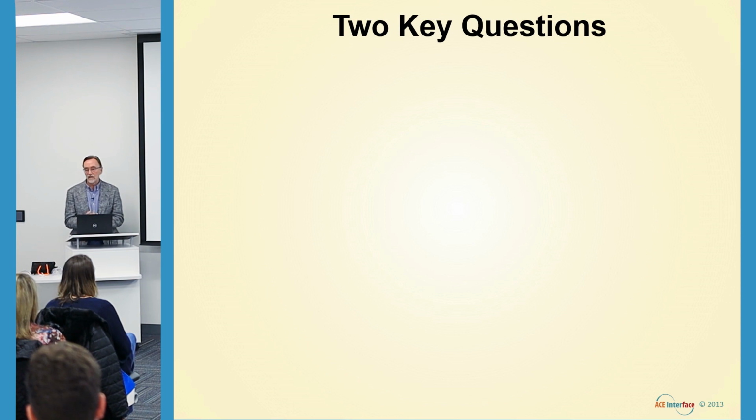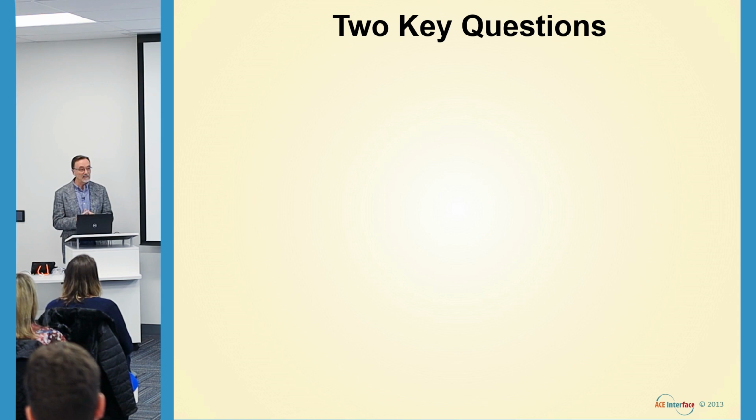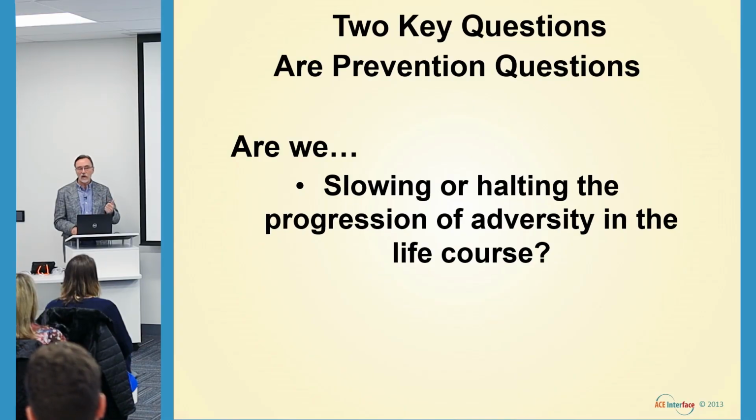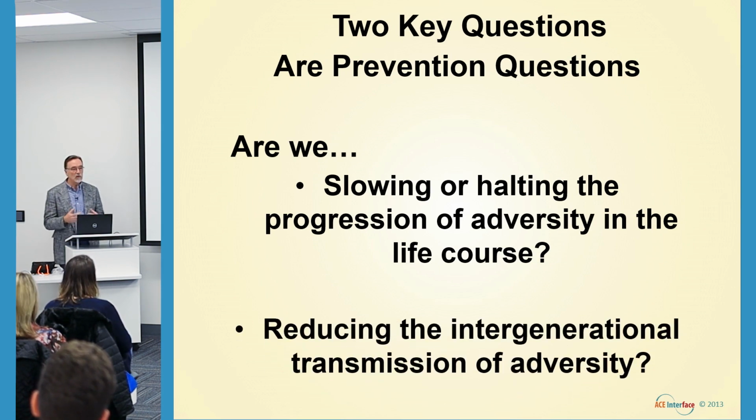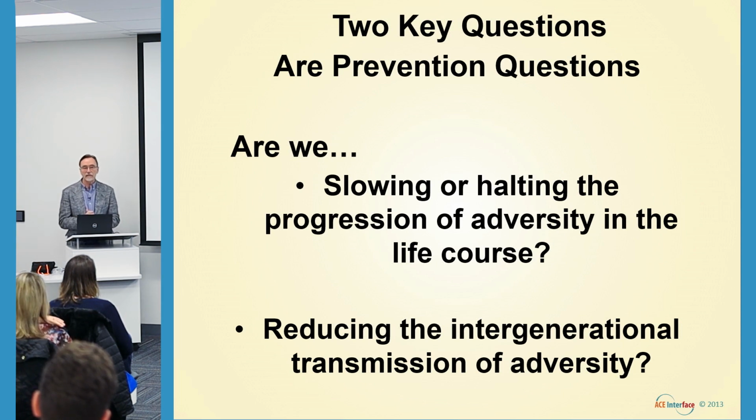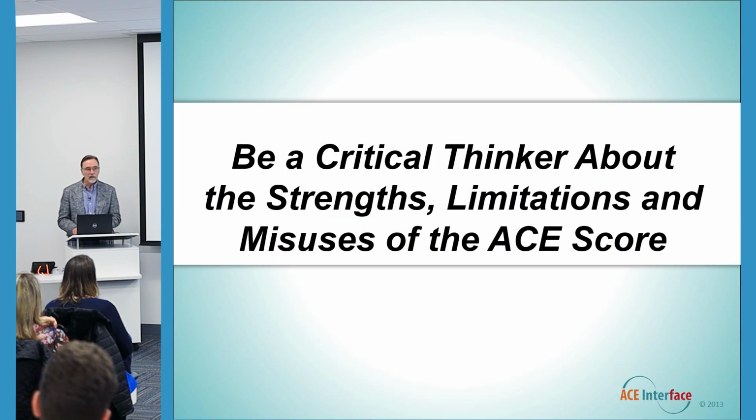So I want to leave you with 2 key prevention questions. The ACE study was done to develop a prevention, not a treatment paradigm. Are we slowing or halting the progression of adversity within the life course? And is what we are doing in policy and practice reducing the intergenerational transmission of adversity? So I'm going to leave you with this thought. Please be a critical thinker about the strengths and limitations and misuses of the ACE score.